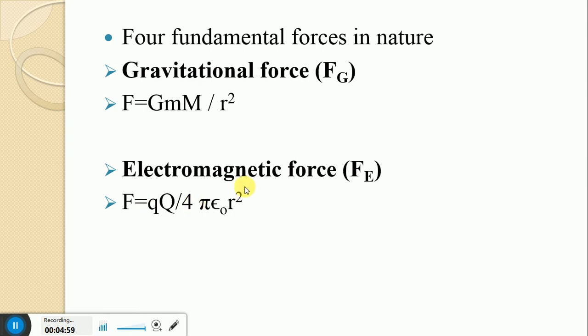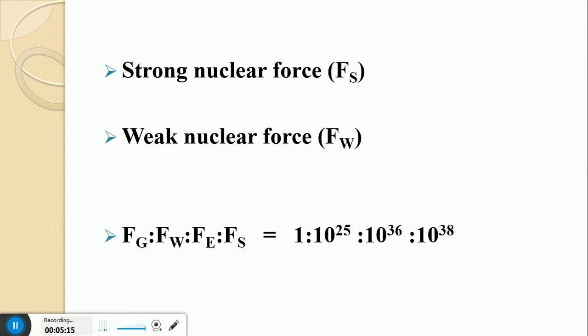Similarly, electromagnetic force is the product of the charges and inversely proportional to the square of the distance between the centers. Here epsilon naught is again a constant of proportionality, but here it is not a universal constant. Again, there are strong nuclear forces and weak nuclear forces. These four forces have this proportion, meaning the force of gravitation is the weakest one.